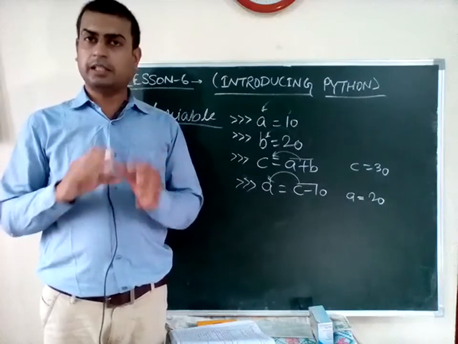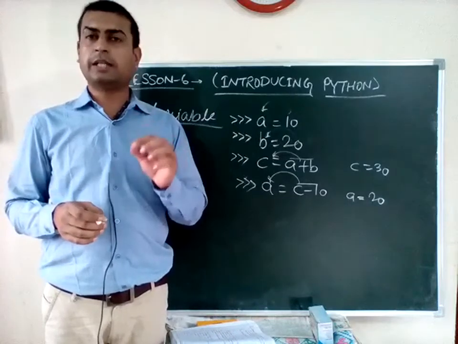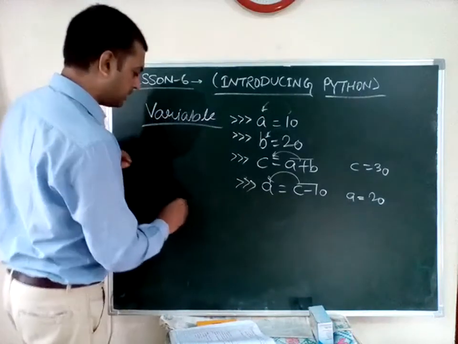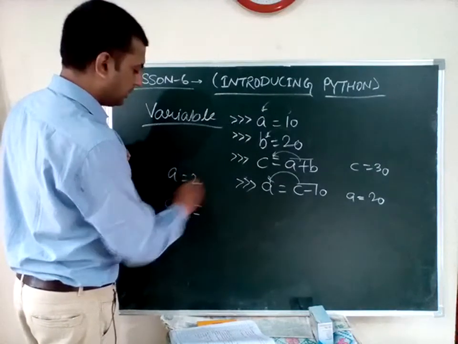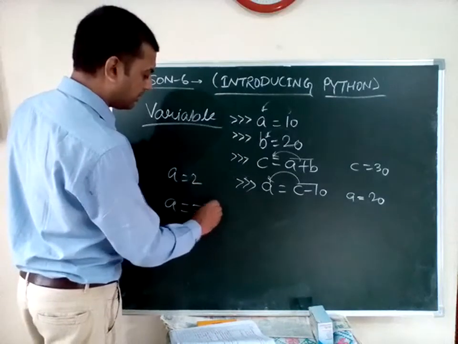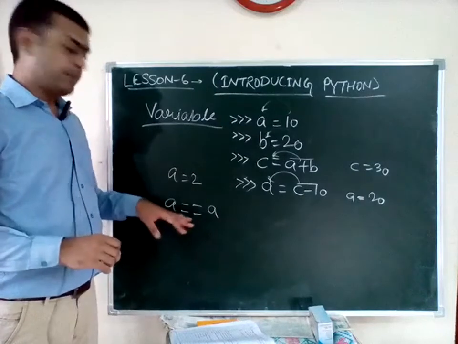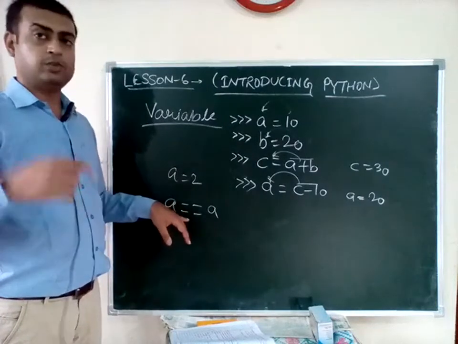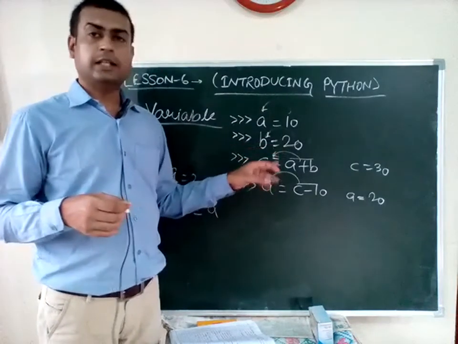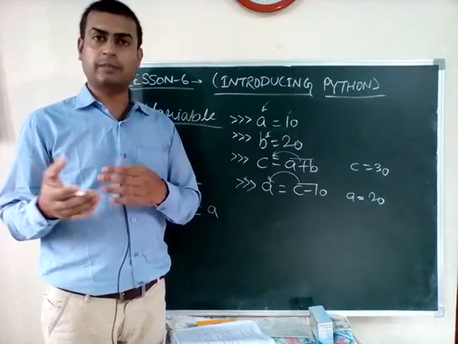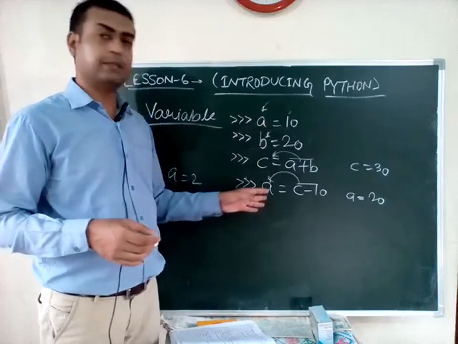If you have to say equal to, like 2 is equal to 2, you have to use two equal symbols for equality. If we say a equal to 2 and then check a is equal to a, this is 2, this is 2, both are equal. So you have to use two equal symbols if you are saying that both are equal. But if you write a single equal to, then the right hand side value will be copied to the left hand side. This is the most important thing. This is called the assignment operator.